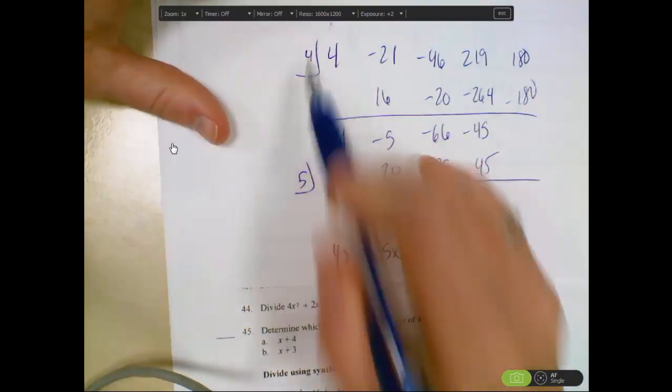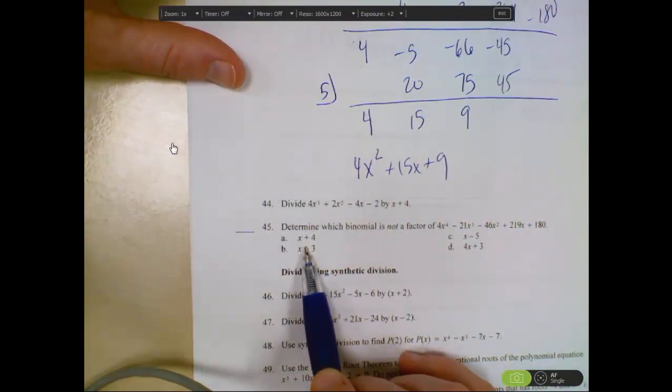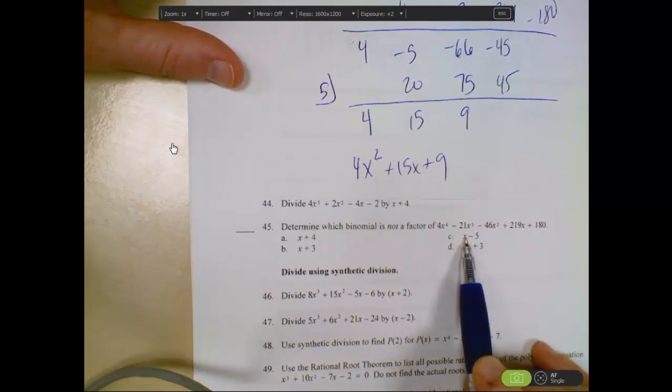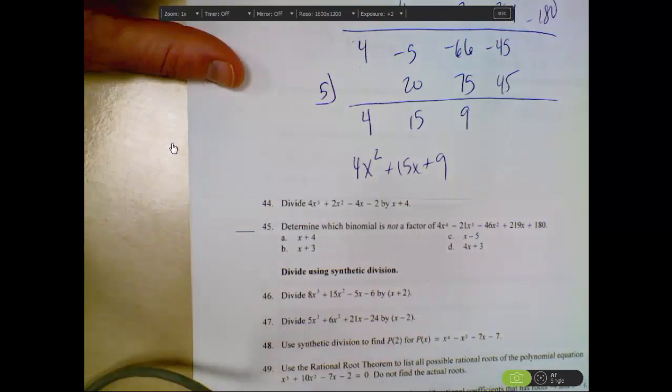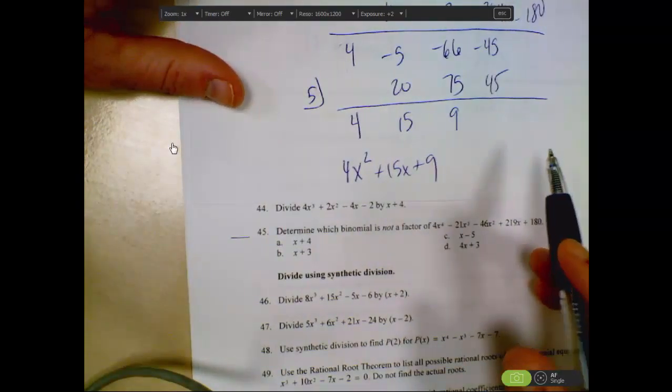I know that 4 and 5 are roots. So I know that x minus 5 is a factor. I don't know that these other three are not. I know that x minus 4 is a factor, but I don't know about x plus 4.